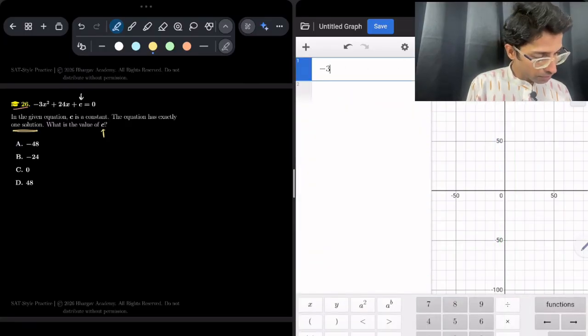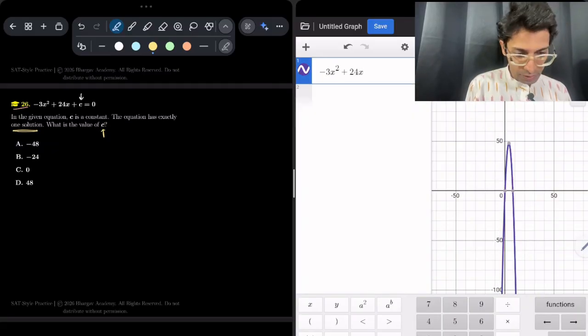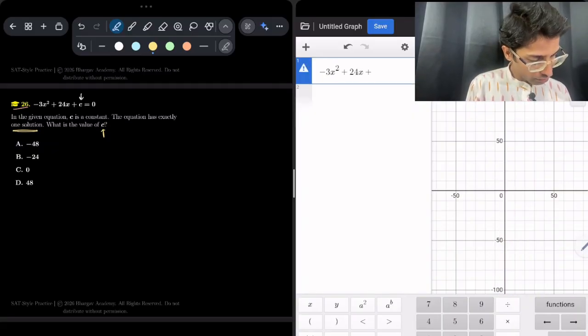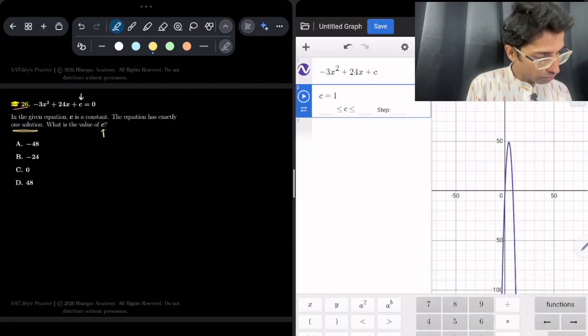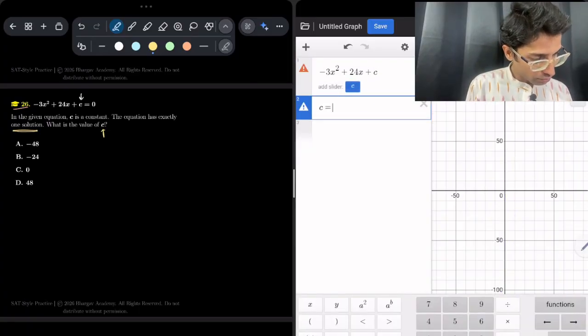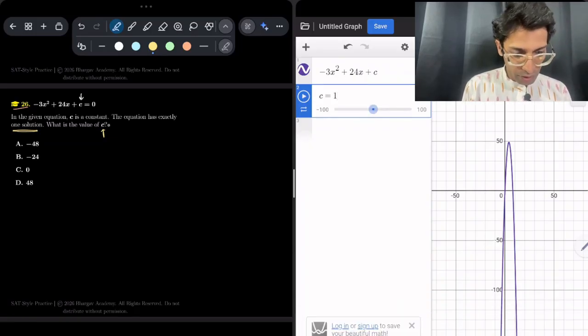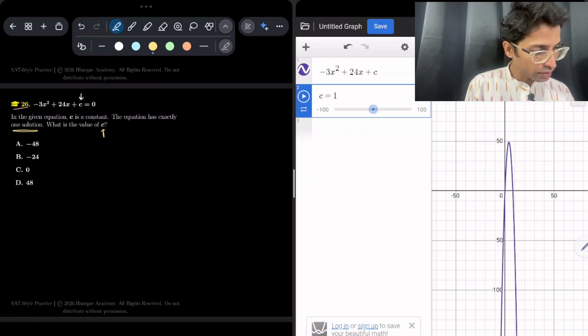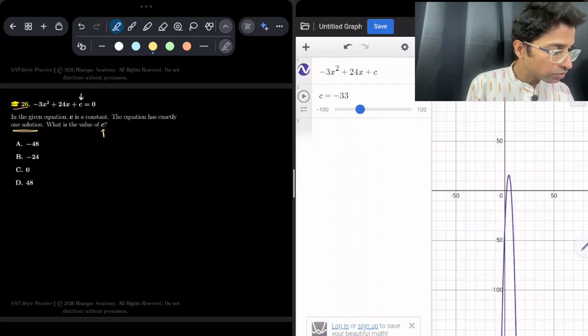Let us type this one down. 3x square plus 24x plus c. So add a slider as always. Take this from minus 100 to 100. So what is the point? The equation has exactly one solution, so this graph should touch the x-axis at exactly one point. Let us see where it is touching.